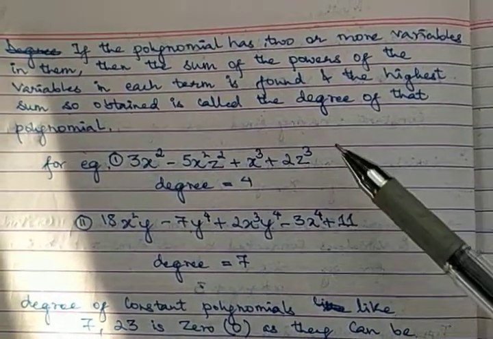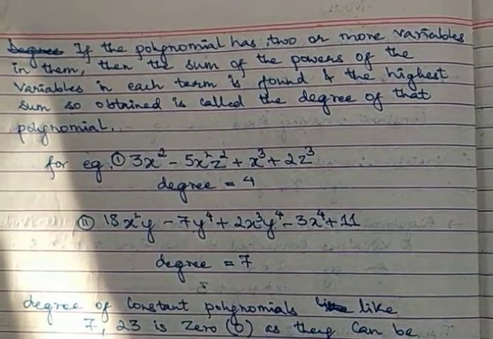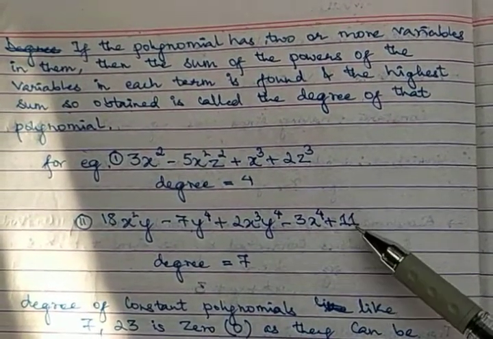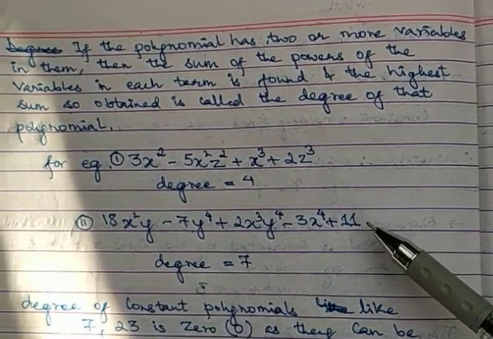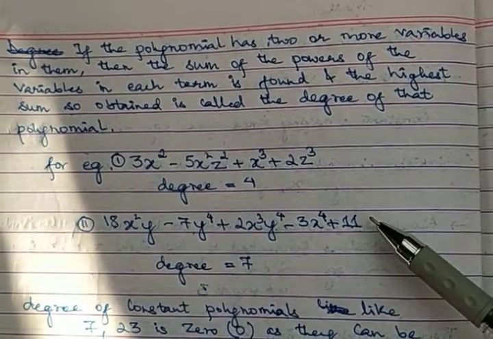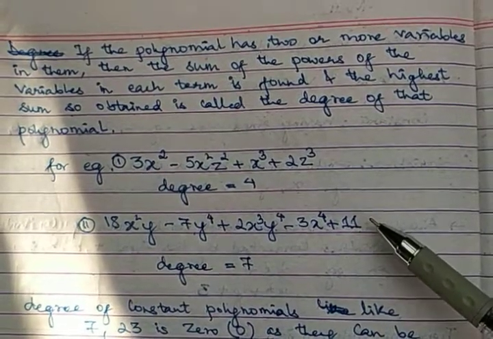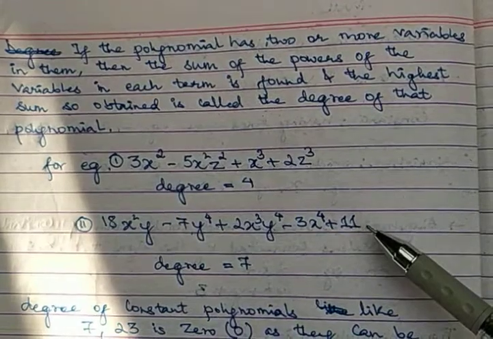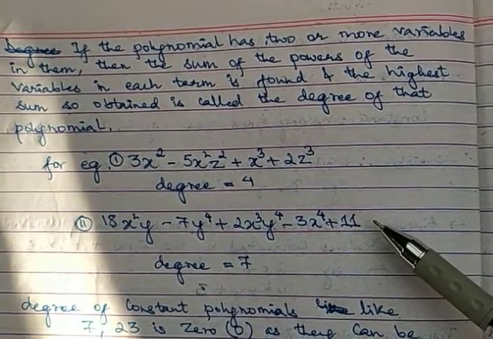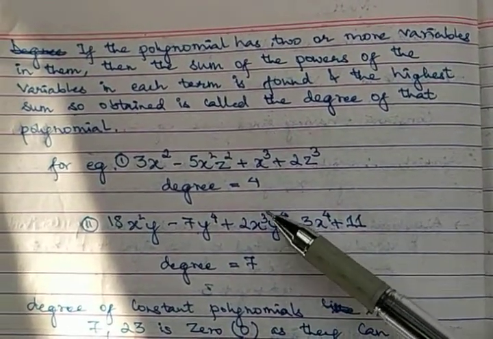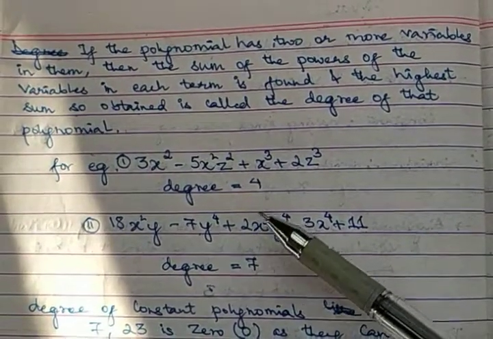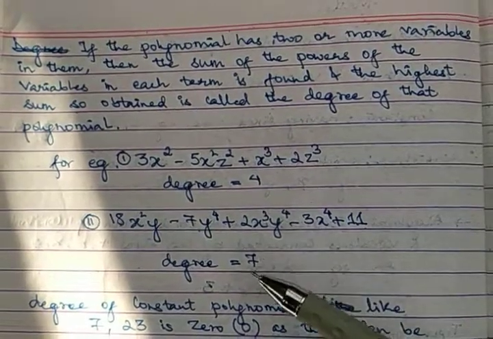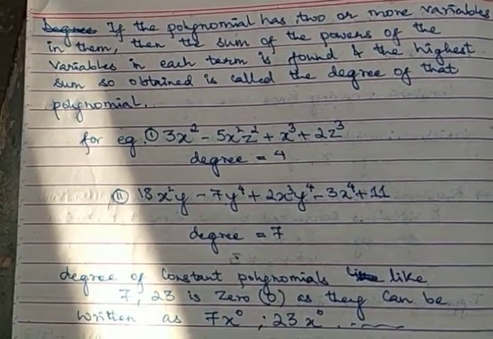For the fifth term, what will be the power? It will be 0. Remember, it will be 0 because it can also be written as 11x to the power 0. Remember, anything to the power 0 is 1. X to the power 0 is 1. The relation between variable and a constant is multiplication. So 11 into 1, it's 11. And here we have the third term with the highest power, that is 3 and 4, 7. So the degree of the polynomial is 7 out here.